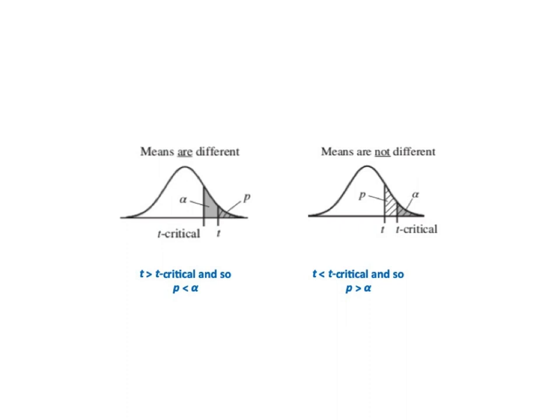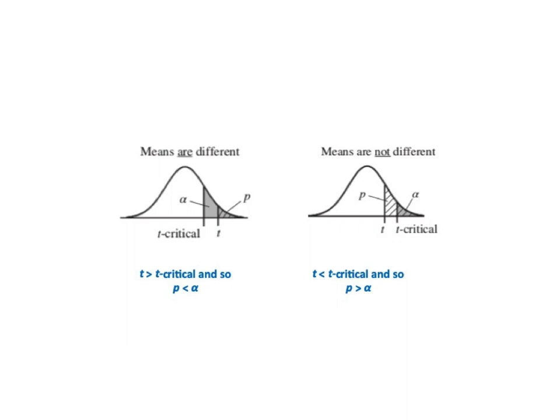Alpha is the shaded area in these diagrams, and P is the hatched area. In the left diagram, T is greater than T critical. So P, which is the hatched area under the curve to the right of T, is less than alpha, which is the shaded area under the curve to the right of T critical. And the conclusion we draw from the test is that there is a statistically significant difference in the means in the t-test.